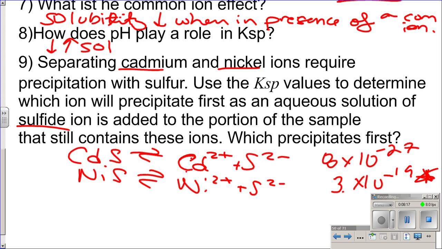So who would precipitate first? If it's more soluble, it's going to keep staying in solution, right? So the one that precipitates first would be the one that's less soluble, which would be the cadmium, right?